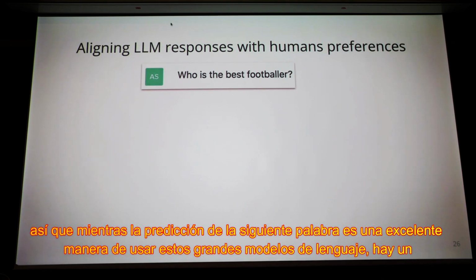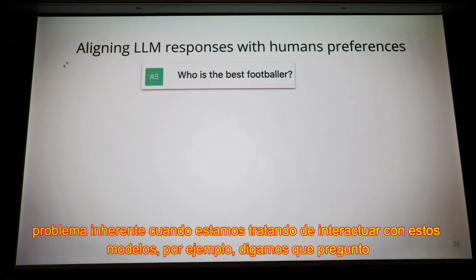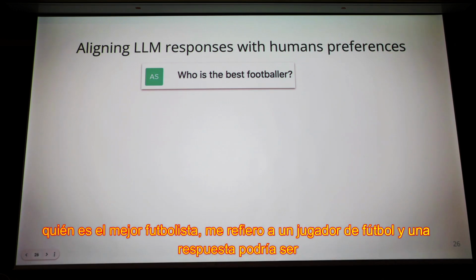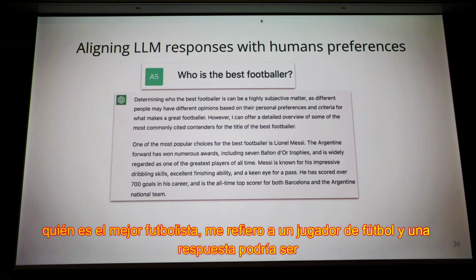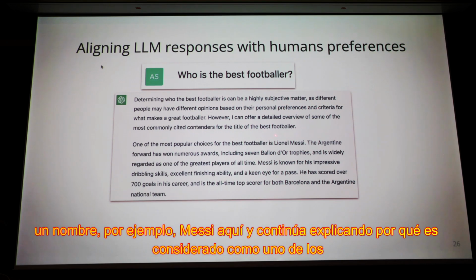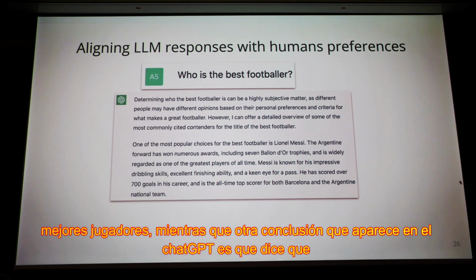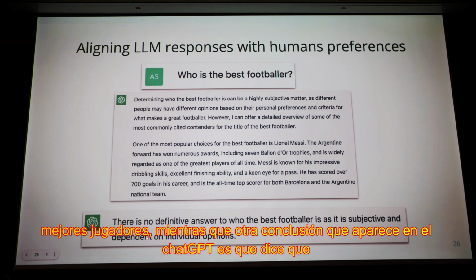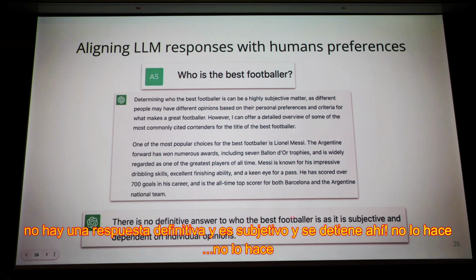So while next word prediction is a great way of using these large language models, there's an inherent problem when we're trying to interact with these models. For example, let's say I ask the question, who's the best footballer? Okay, I mean soccer player. And one answer could be, here ChatGPT goes on to say that it's a very subjective matter, but it also goes on to suggest a name, for example, Messi here, and it goes on to explain why he's considered one of the best players. Whereas another completion that ChatGPT comes up with says that there's no definitive answer and it's subjective, and it stops there. It doesn't say anything more, right?